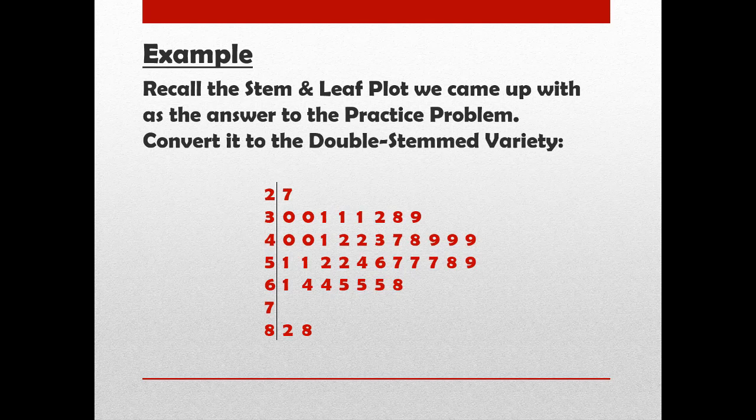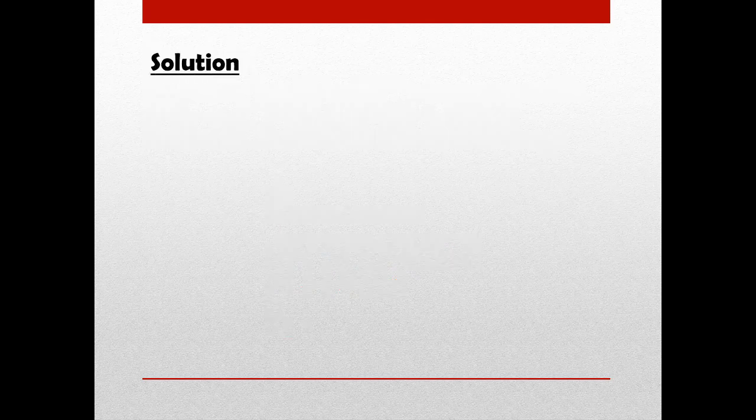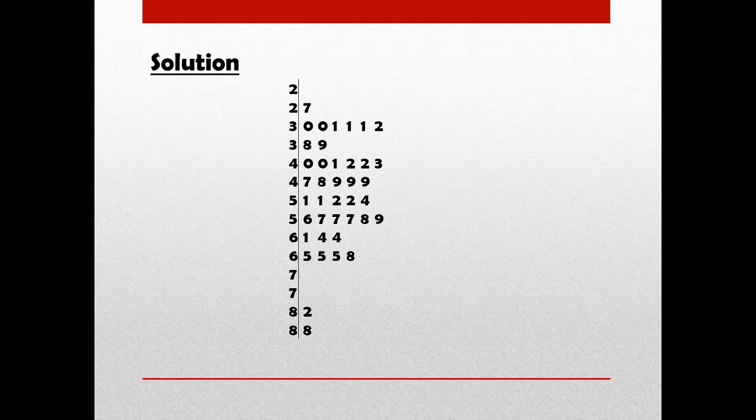What's going to happen now, instead of our stems being 2, 3, 4, 5, 6, 7, 8, we're going to write each stem twice. So it's going to be 2, 2, 3, 3, 4, 4, 5, 5, 6, 6, 7, 7, 8, 8. And then on the first stem for any particular number, we are going to write the leaves from 0 to 4. And on the second stem, we're going to write the leaves from 5 to 9. So when we're all done with that process, the stem and leaf plot we get looks like this.